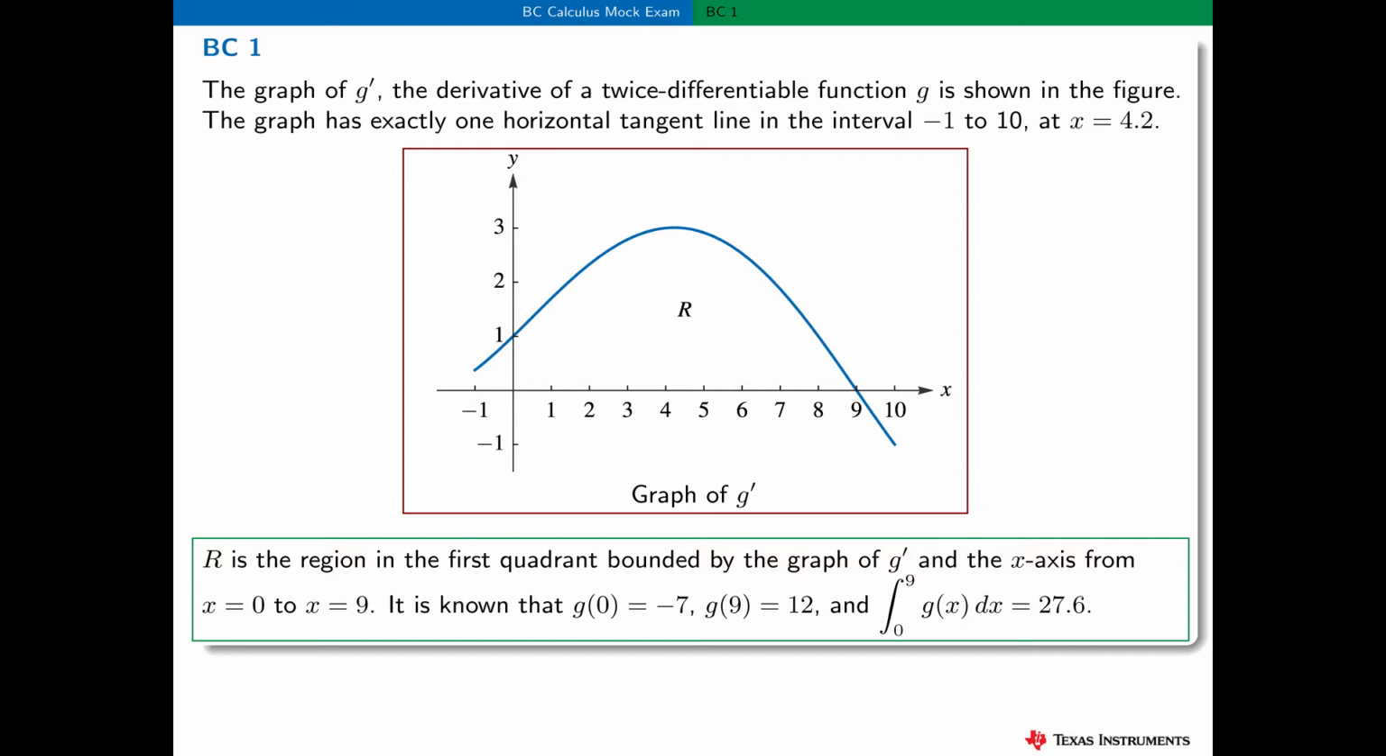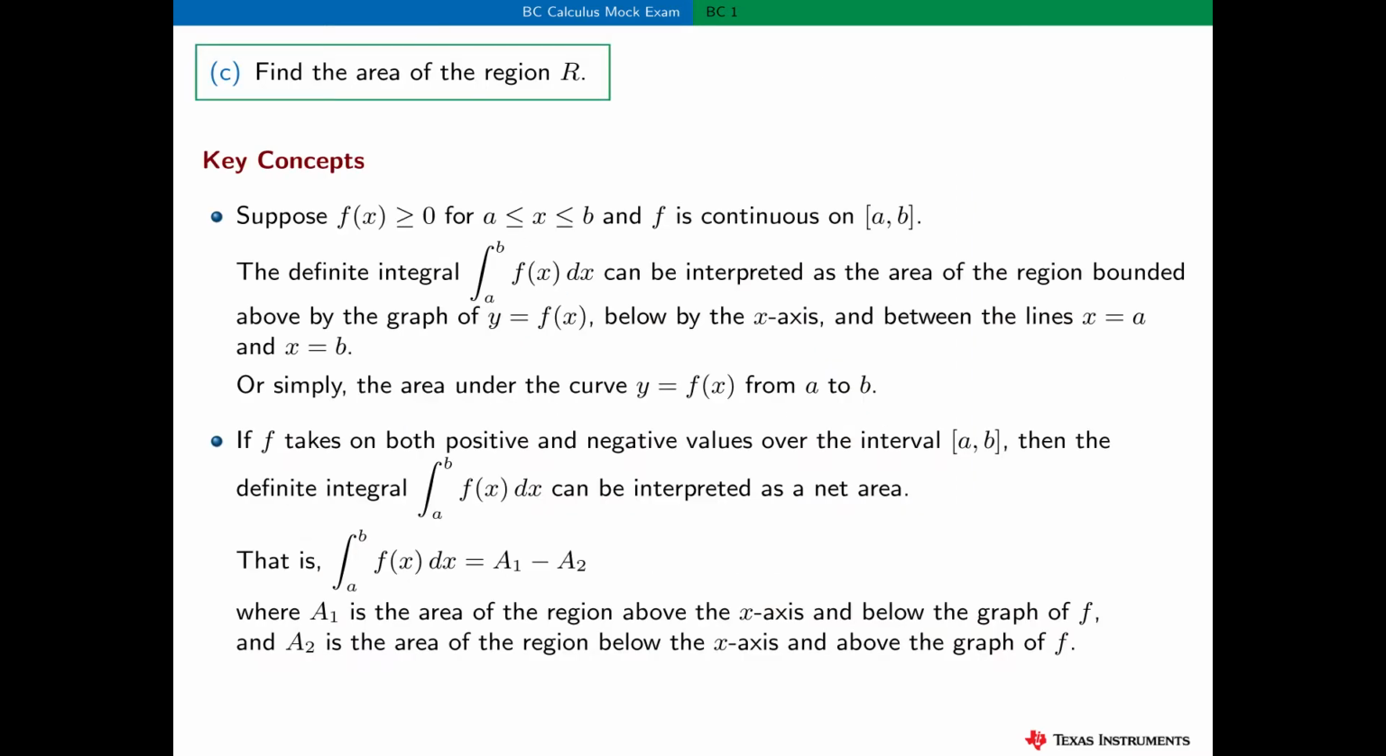We also know that g of 0 is equal to -7, g of 9 is equal to 12, and the definite integral of g of x from 0 to 9 is 27.6. In Part C, the student needs to find the area of the region R, and this region is described in the statement of the problem and illustrated in the given graph.